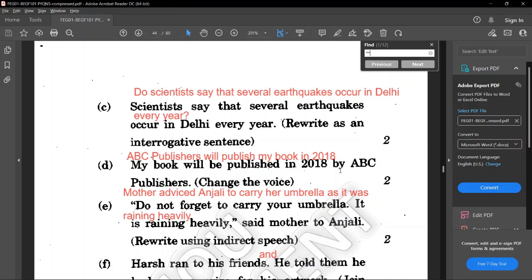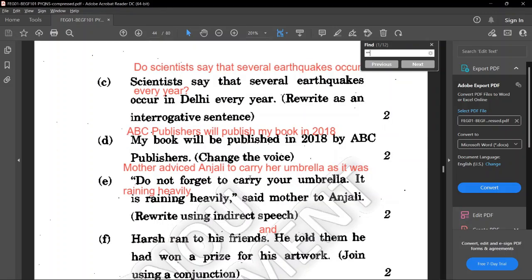Don't forget it. My book will be published in 2018 by ABC Publishers. So this is in passive voice. So you have to change to active voice. This is passive voice because book is coming first and ABC Publishers is coming next. ABC Publishers is the subject. So you have to put the subject first. So it will go: ABC Publishers will publish my book in 2018. Next. Do not forget to carry your umbrella. It is raining heavily.